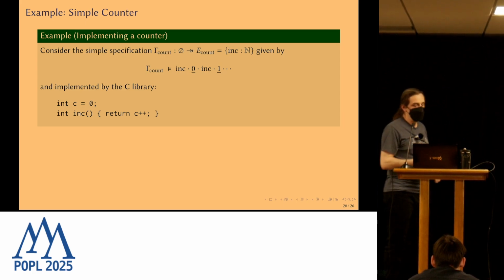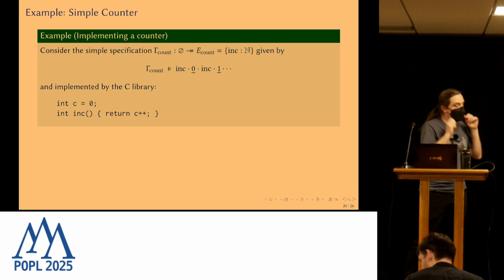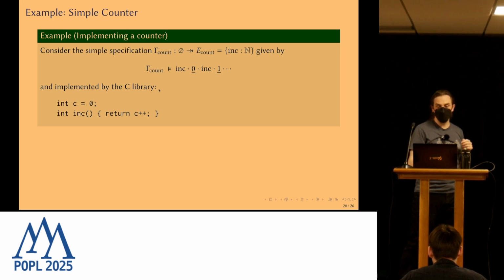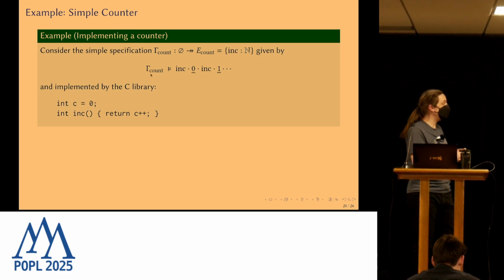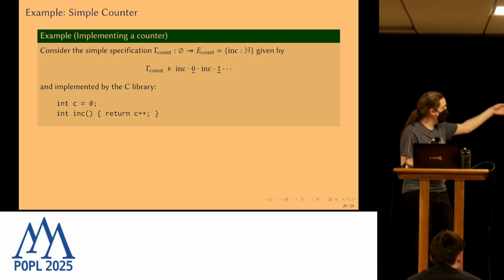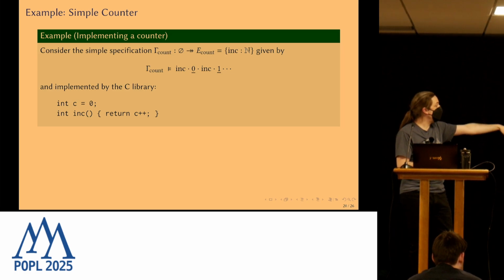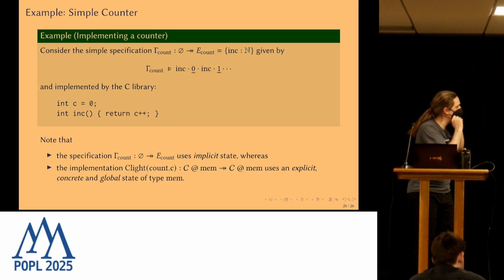Now, what are we going to do with that? So let me switch gears and think about what will it take to implement a counter. So here I have a very, very simple specification for a counter where you call inc once, it's going to return 0. The next time it's going to return 1, and so on and so forth, right? And we want to implement that with a C library that uses this variable. I mean, you understand this code. I don't need to go over it.